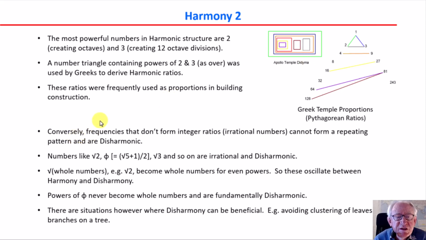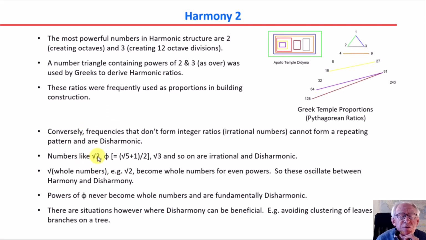Now, we've seen that frequencies that form simple numerical relationships are harmonic. Conversely, frequencies that don't form simple numerical relationships cannot form a repeating pattern and are disharmonic. For example, if we have 2 frequencies, and we can't take a fixed number of cycles at one frequency and a fixed number of cycles at the other and combine them in the same period, then the numbers don't form a repeating pattern and they don't create harmony. So this is determined by numbers.